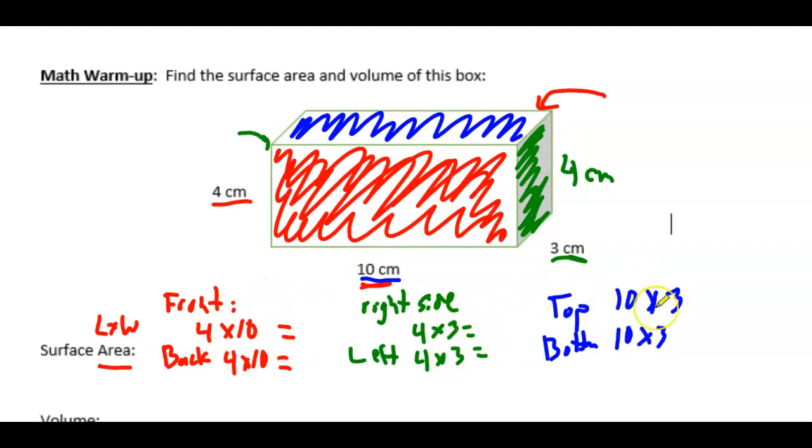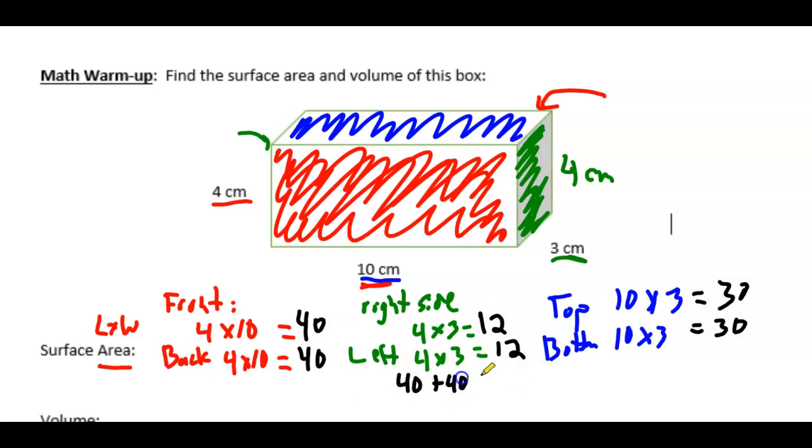So if I multiply these numbers together, and then I need to add them up. Okay, so 4 times 10 is 40. Let's see, 4 times 3, that's 12. And then 10 times 3 would be 30. Okay, so I have the surface area of each side. Now, for total, I have to add them all up. So 40 plus 40 plus 12 plus 12 plus 30 plus 30.